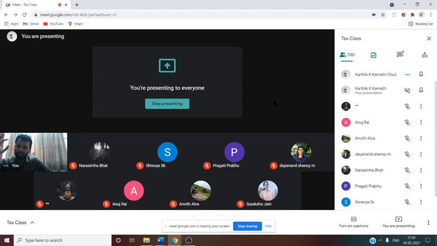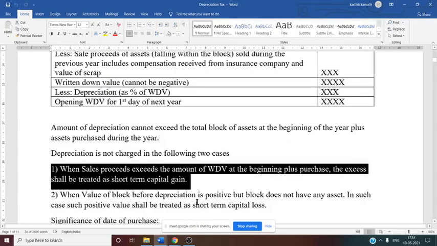Similarly, now when the value of the block before depreciation is positive, the value of the block before depreciation they are talking about is positive. That means this answer.